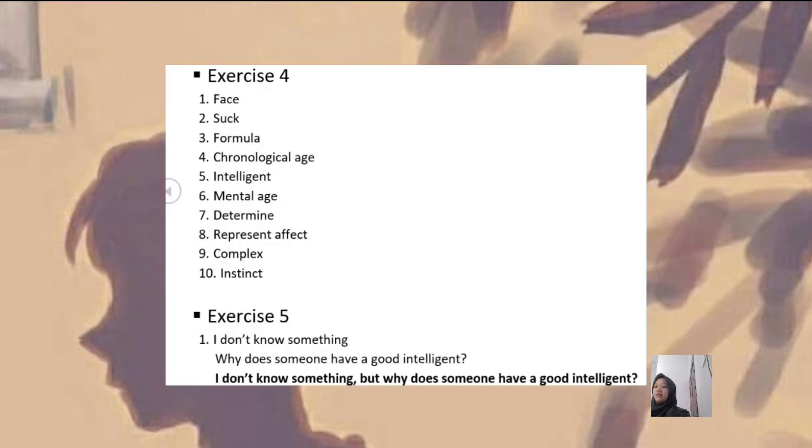Exercise 4.1 Phase 2 SAC 3 formula for chronological age: 5. Intelligence, 6. Mental age, 7. Determined, 8. Represent affect, 9. Complex, and 10. Instincts. Exercise 5. I don't know something. Why does someone have a good intelligence? And the answer is I don't know something, but why does someone have a good intelligence?